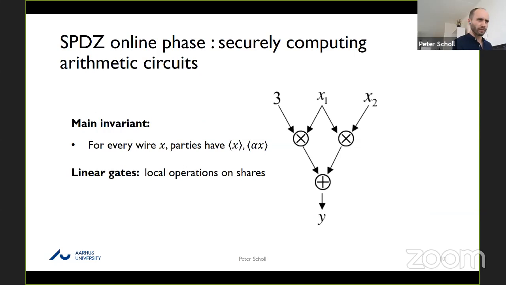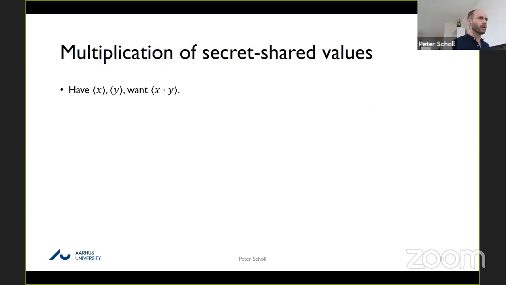Okay, so now we have the information theoretic MACs, secret sharing, and opening. We're ready for the main part of the online phase, which is evaluating this arithmetic circuit. For every wire in the circuit, we're going to have this invariant where the value x that corresponds to the wire has been additively secret shared with these MACs. Because everything is linear, the MACs are linear, the shares are linear, if you want to do additions or multiplications by a constant, then you can just do this locally. So the main challenge where you have to rely on the preprocessing phase is in multiplication gates.